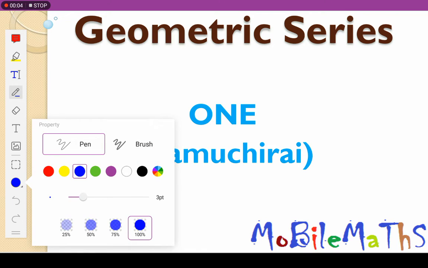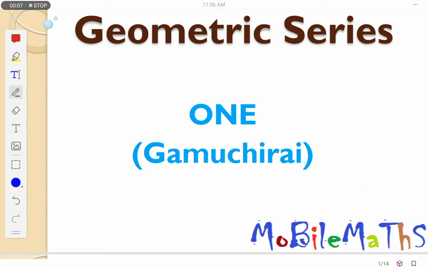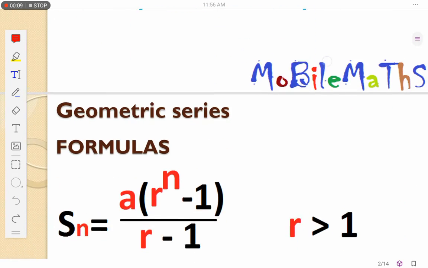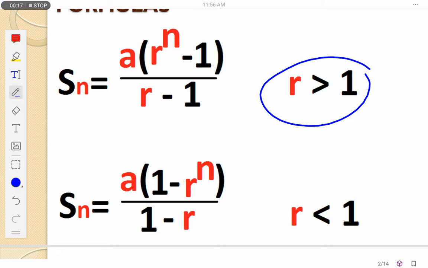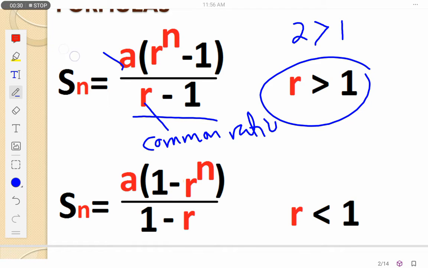Today I want us to look at geometric series 1. So here I've got these formulas. The first one is for r greater than 1. So let's say, for example, we've got 2 is greater than 1. We use this formula where our r is the common ratio, our a is the first term, and our n is the nth term, or number of terms. This is the number of terms.